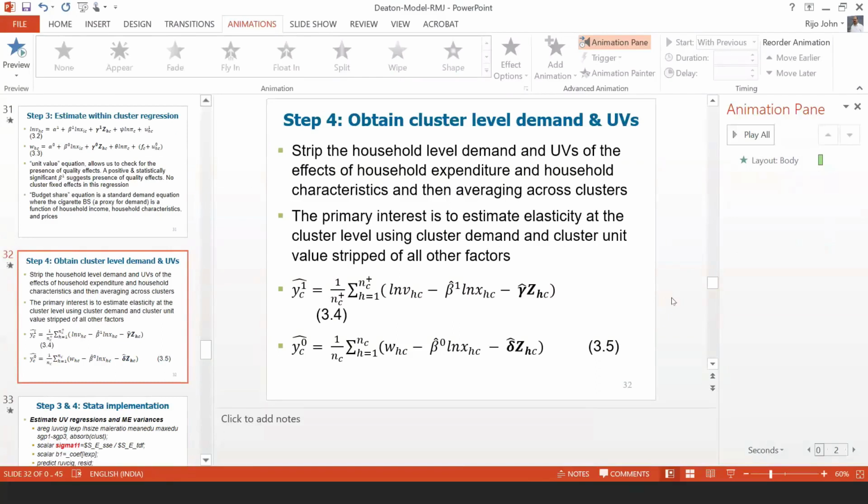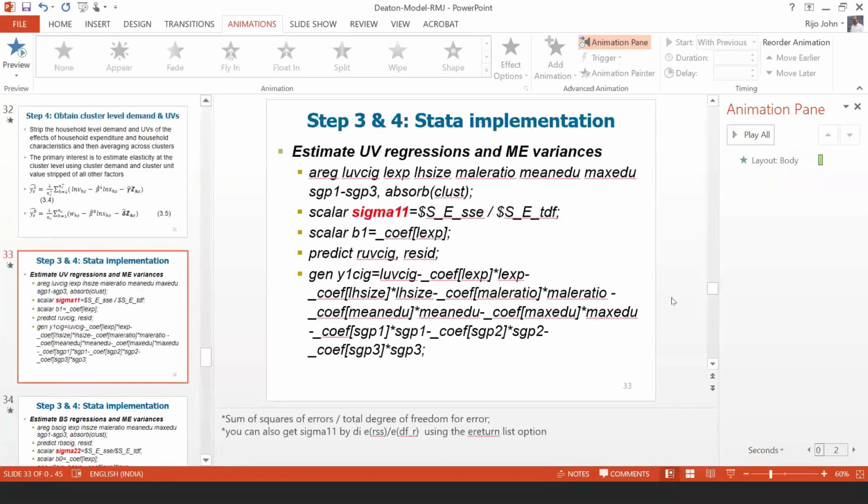The primary interest is to estimate the elasticity at the cluster level using cluster demand and cluster unit values stripped of all other factors. As I noted earlier, we are creating these two cluster level variables YC1 and YC0. They are estimated values. We are subtracting the estimated impact of expenditures and other household specific characteristics from both log unit values and budget shares and then aggregating over each cluster to derive YC1 and YC0. Now let's see how it works in Stata when we implement it.